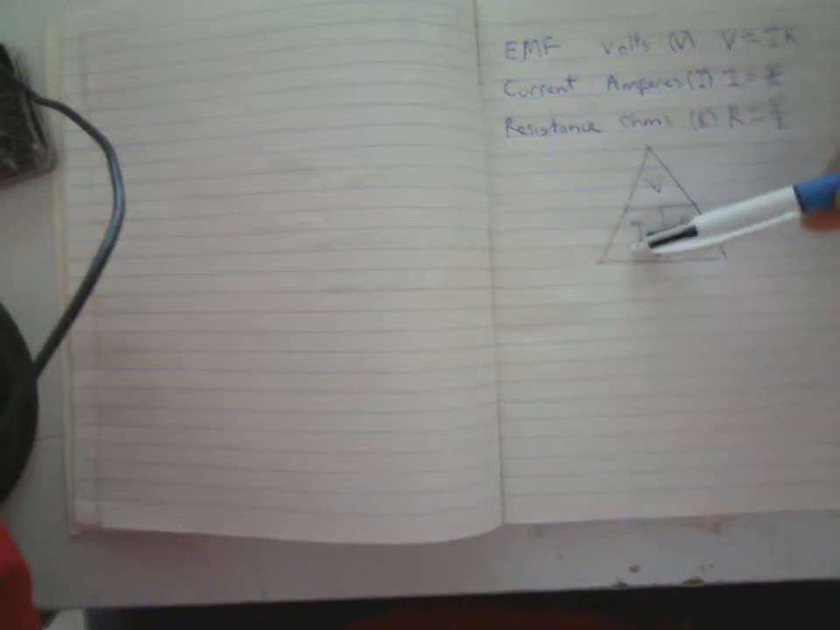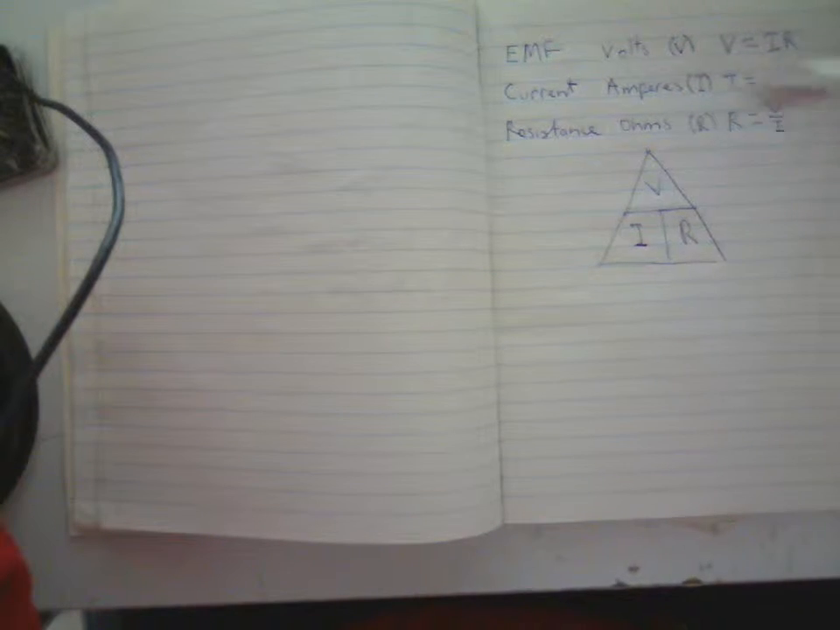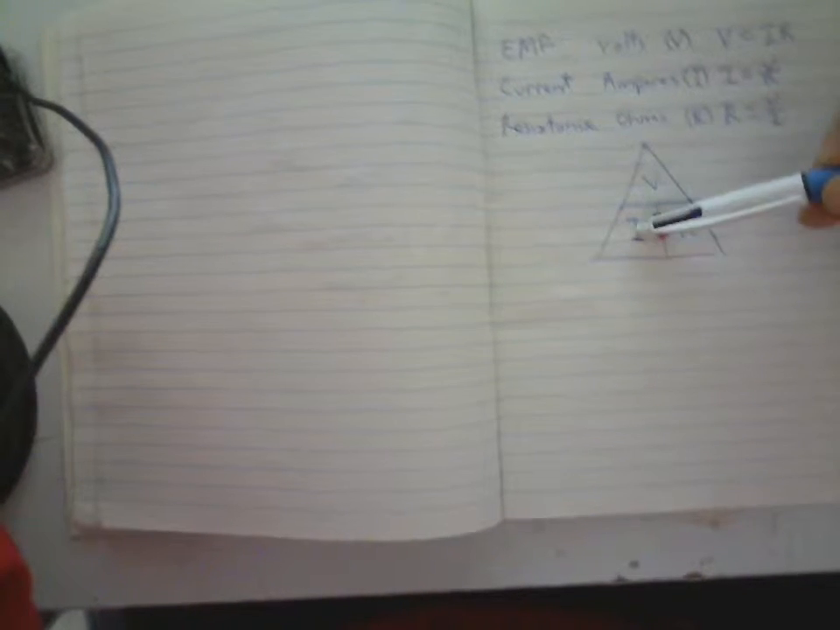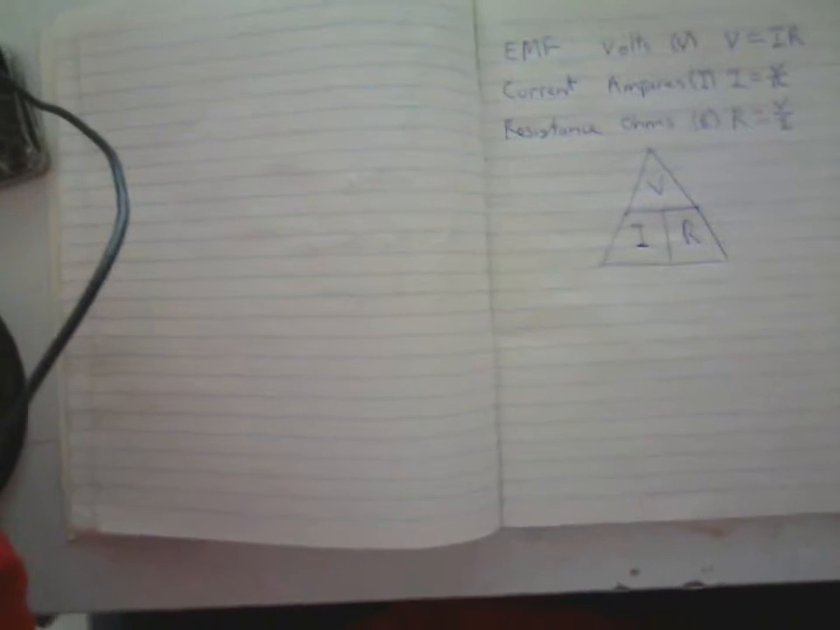Then if you wanted to know what I was, you have a look, it's V over R. If you wanted to know what voltage is, it's I times R. So that's the way you can learn it a bit easier, the Ohm's Law triangle.